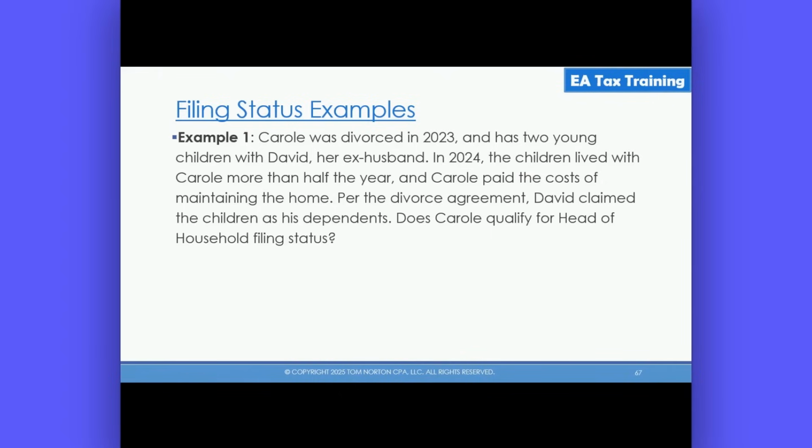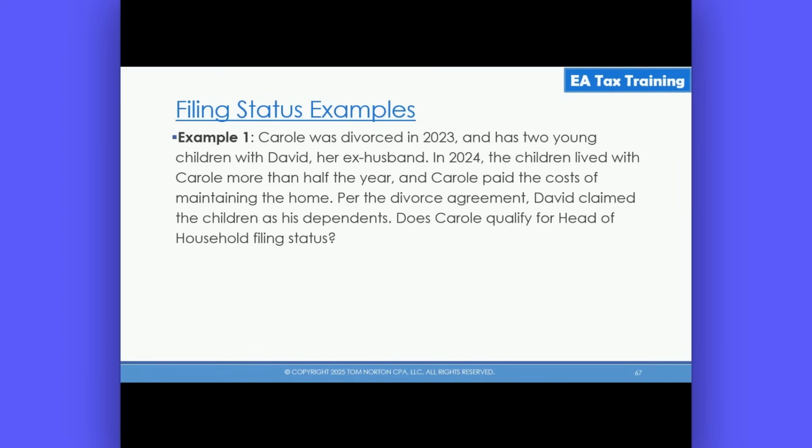So let's look at a couple of filing status examples. Carol was divorced in 2023 and has two young children with David, her ex-husband. In 2024, the children lived with Carol for more than half the year, and Carol paid the cost of maintaining the home. But per the divorce agreement, David claimed the children as his dependents. Does Carol qualify for head of household filing status?